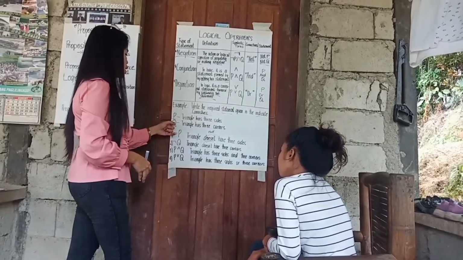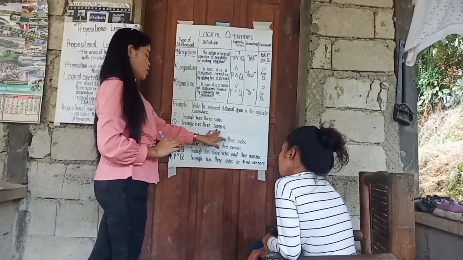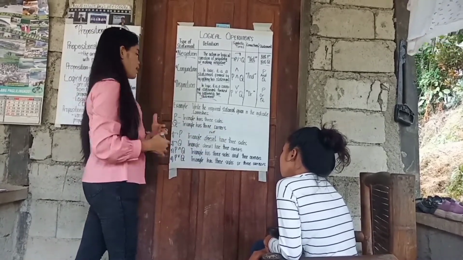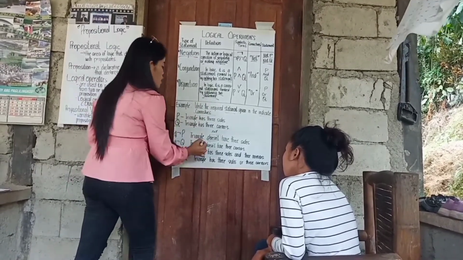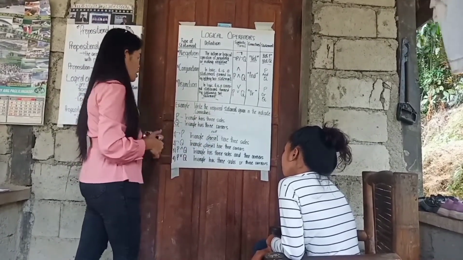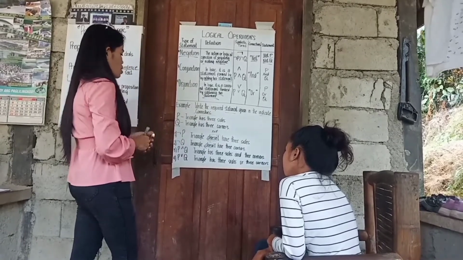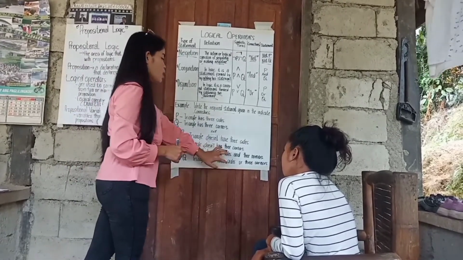Kasi ang proposition dito ng Q is triangle has three corners. So, i-negate natin yung proposition Q. So, mag-add din tayo ng word na doesn't, para ma-negate natin siya. So, the negation of Q is triangle doesn't have three corners.